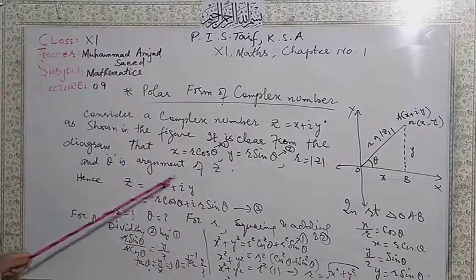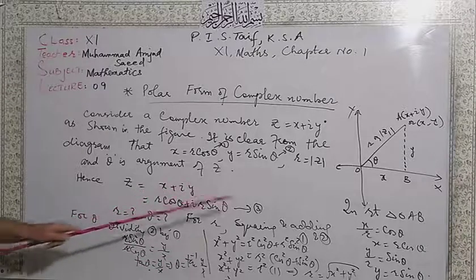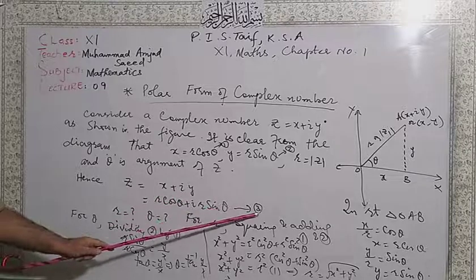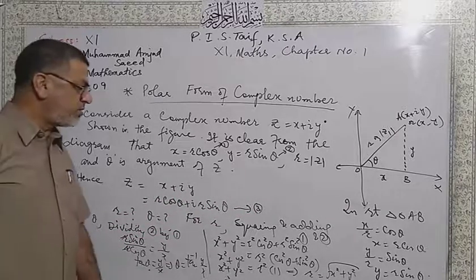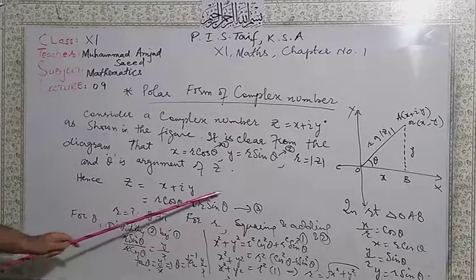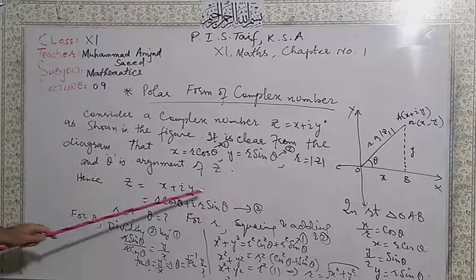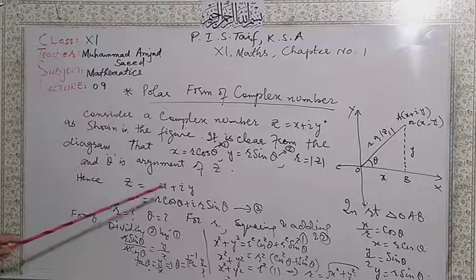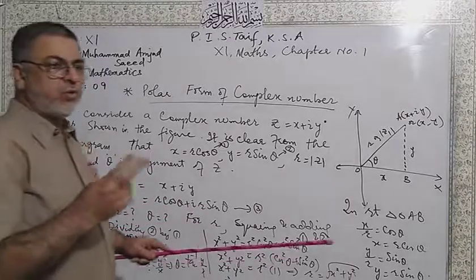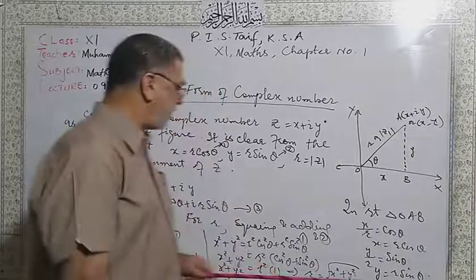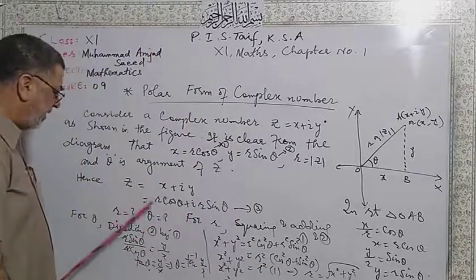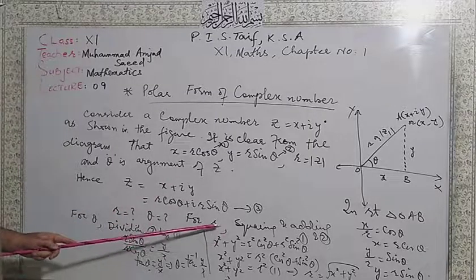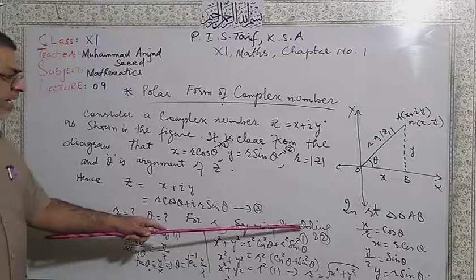Hence, z is equal to x plus iota y, and now put the values of x and y. z is equal to r cos theta plus iota r sin theta. This is equation number 3. Now, dear students, this is the polar form of complex number. Equation number 3 is the polar form of your complex number. But still, two quantities are unknown, which are r and theta.